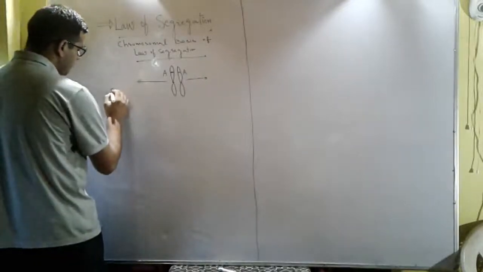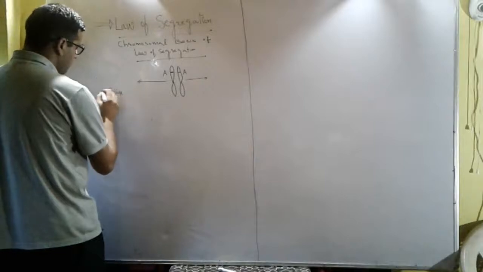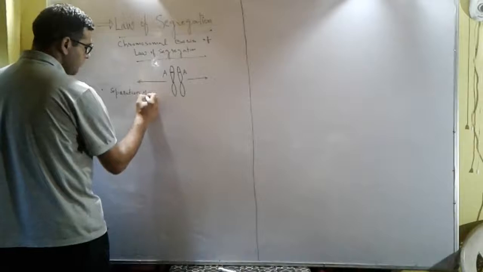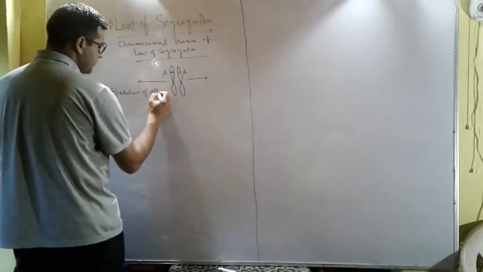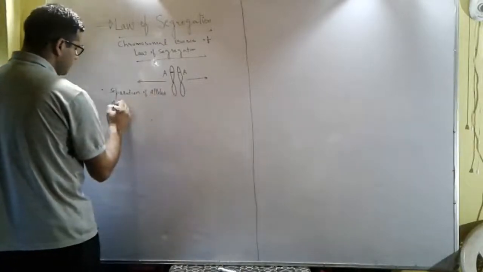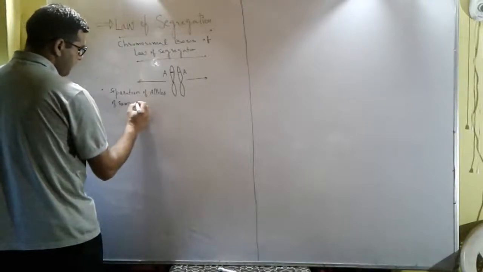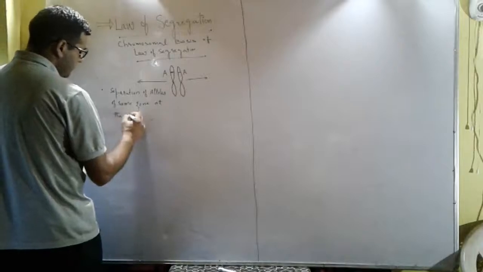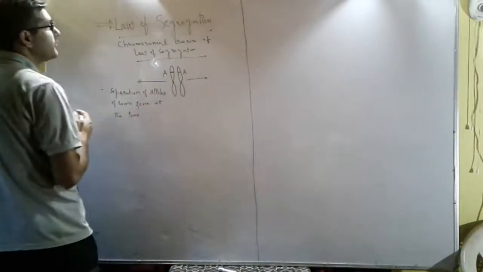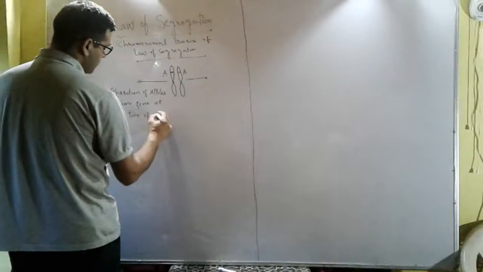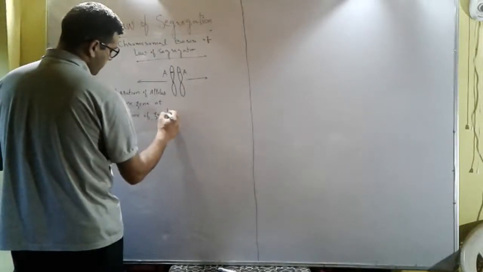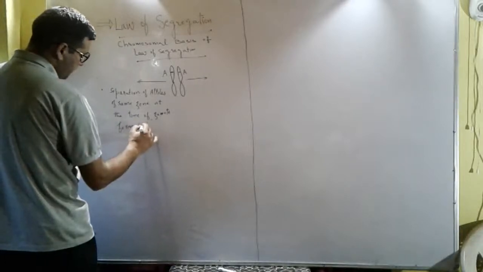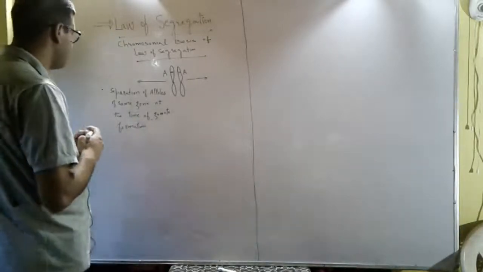So this is the separation of alleles of the same gene at the time of gamete formation.